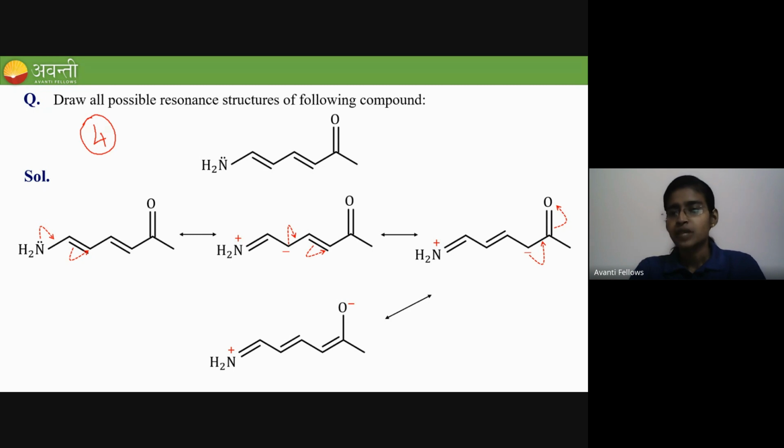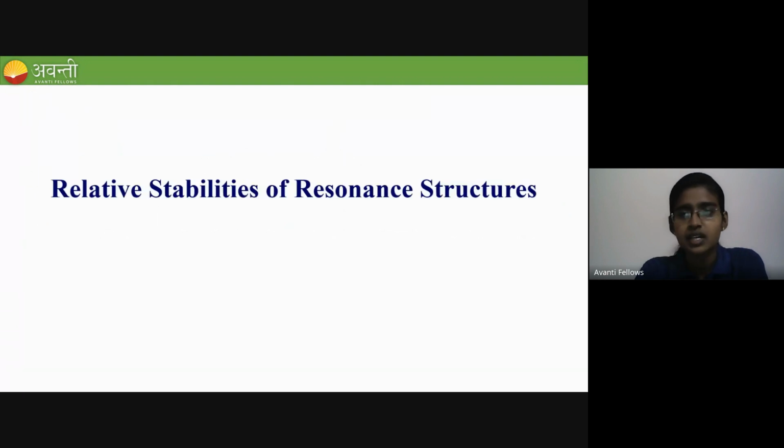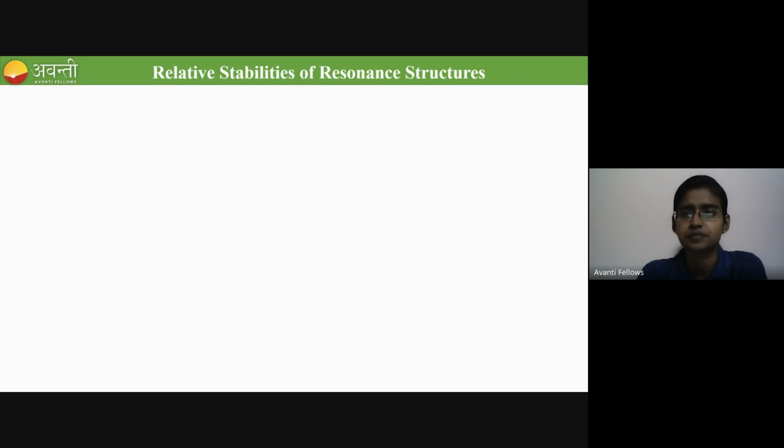Now, let me go with the relative stabilities of resonance structures. Which resonance structure is more stable? We have seen 4 resonance structures for the previous compound. Among these 4 structures, which is more stable? For that we need to know some points, so now we are going to see those points to find out which structure is more stable.